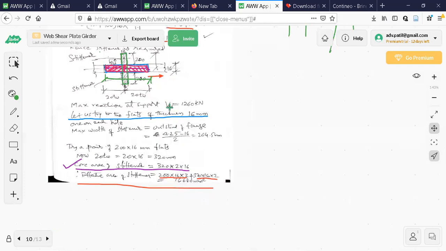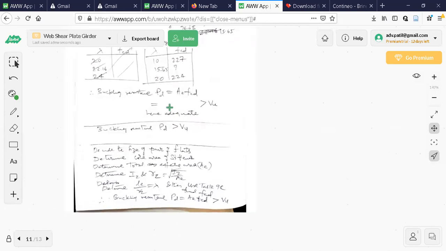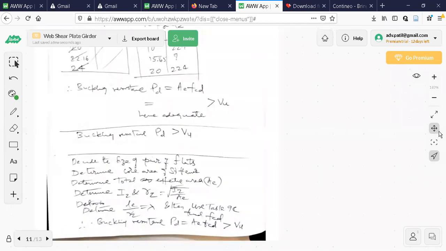You increase the thickness, instead of 16, because you cannot change the 200 dimension. It will cross this plate girder. Now I am having a restriction of 200 mm. I have to change the thickness if at all. If Pd is less than Vu, that will not happen usually. Otherwise, you have to increase the thickness to 18 mm and redesign. Here, that situation will not be there.